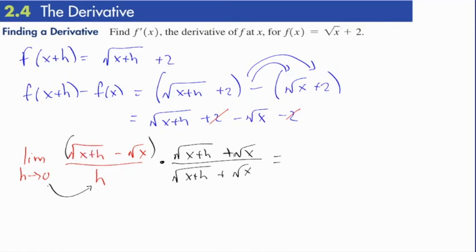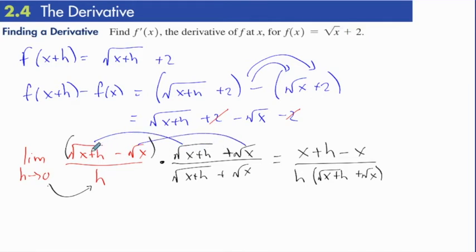So when we FOIL the numerator, we will get x plus h minus x in the numerator, and the denominator will give us h times the square root of x plus h plus the square root of x. So if you look at this, the radicals will cancel, and then when we multiply the middle terms out, we will get opposite sign terms that cancel.